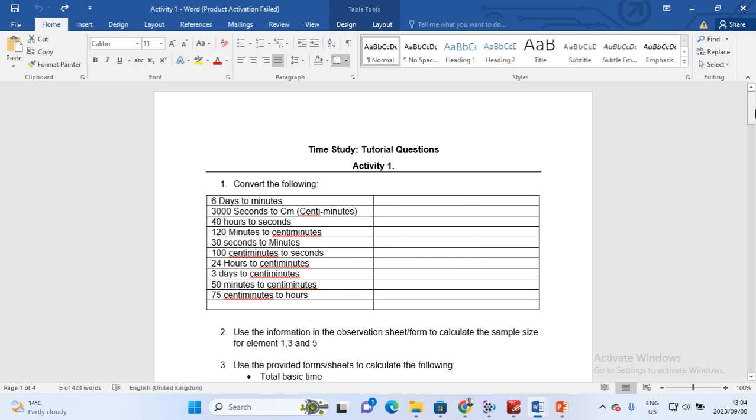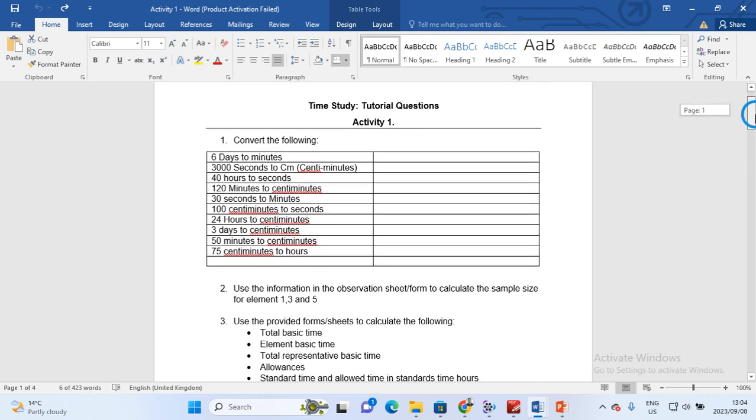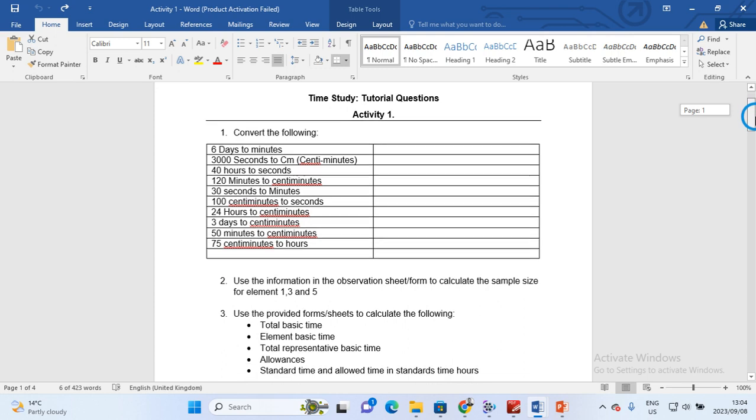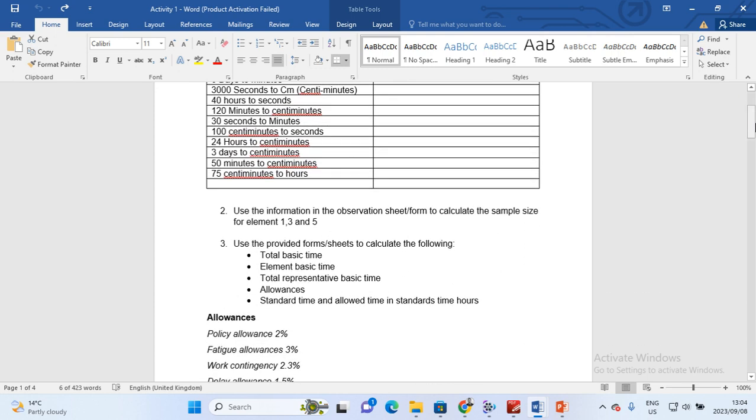Welcome back, everyone. We are still on our tutorial questions, activity 1. Now, activity 1, we have done question 1. We skipped question 2 for later, and we are on question 3. On question 3, we have done the total basic time. We know how to fill the table in this particular activity. Now, we have to find the element basic time.